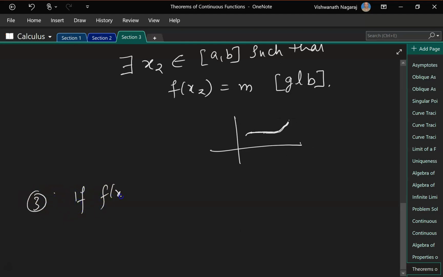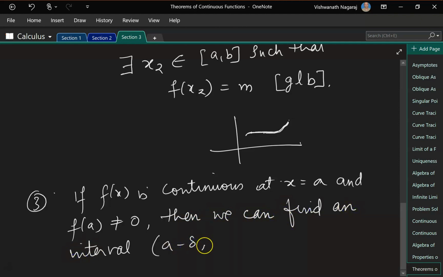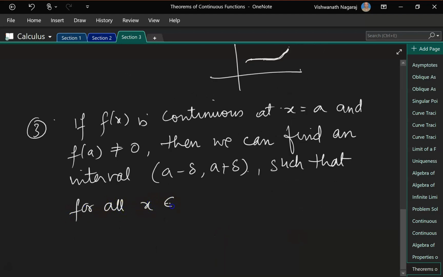If f(x) is continuous at x equal to a and f(a) is not equal to 0, then we can find an interval (a minus delta, a plus delta) such that for all x belonging to (a minus delta, a plus delta), this is an open interval, f(x) has the same sign.